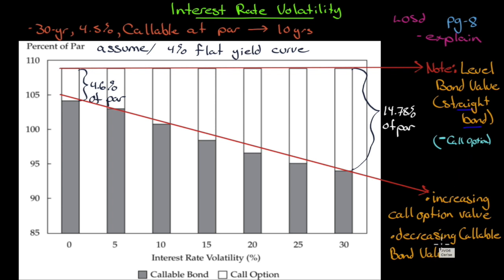So you have increasing call option value as interest rate volatility increases, decreasing callable bond value because the callable bond is the straight bond minus the call option. And if the call option gets more valuable with higher volatility, then as volatility increases, the price of the callable bond would drop in the market, but the straight bond price would be unchanged.